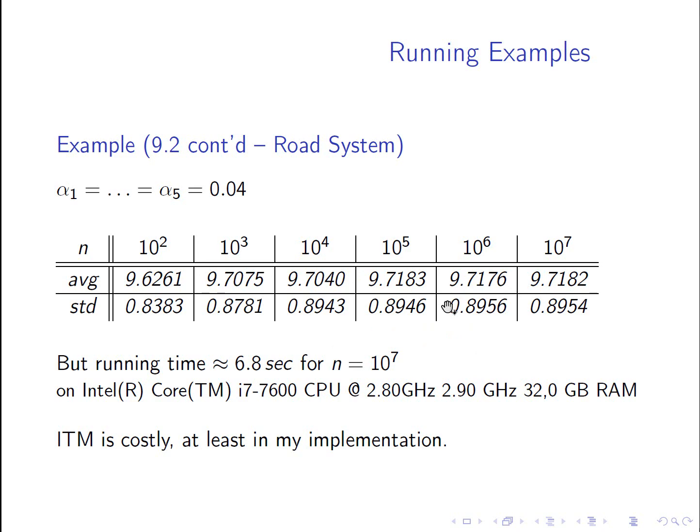So as I said, importance sampling can be tricky, but all the other methods can also be tricky. So you always have to look at the variance and at the cost.